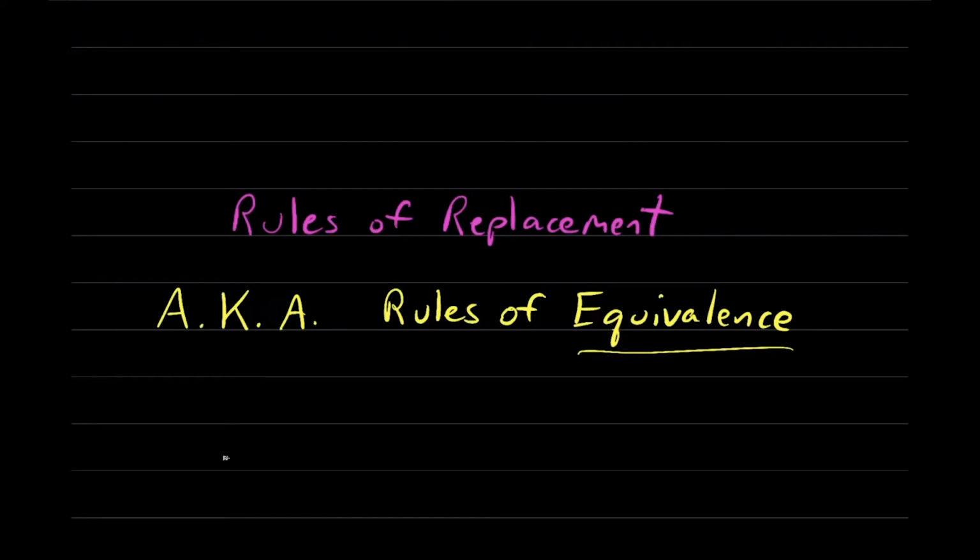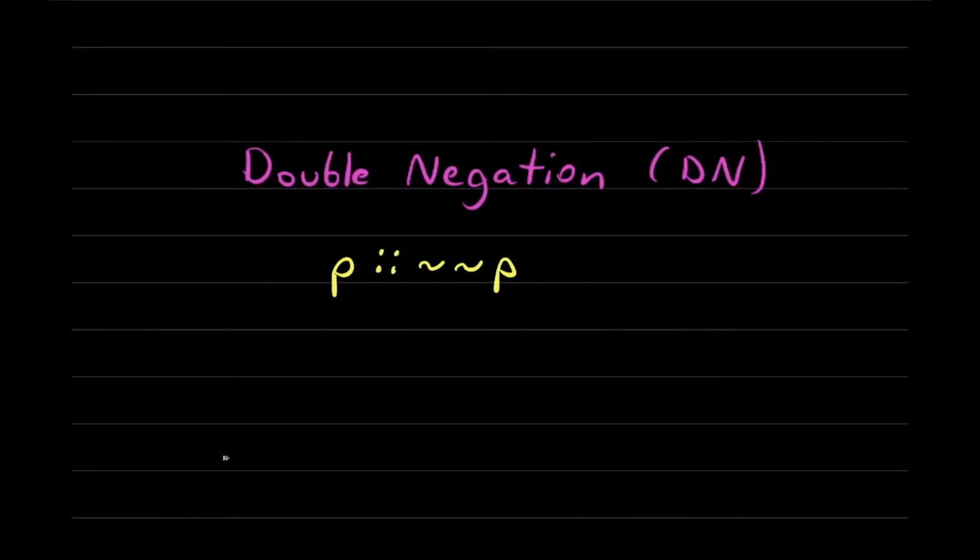I've actually rearranged these from the order that they're presented in the textbook. I'm presenting them here in order from easiest to understand to hardest to understand. So let's dive in and look at the first rule, the easiest to understand of the equivalence rules.